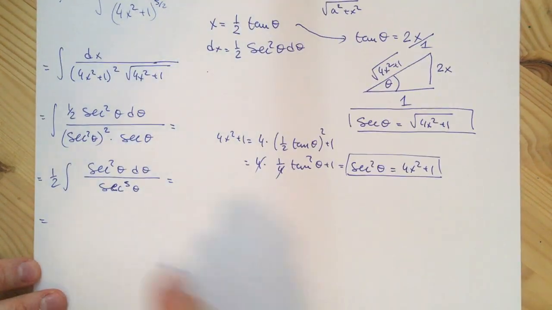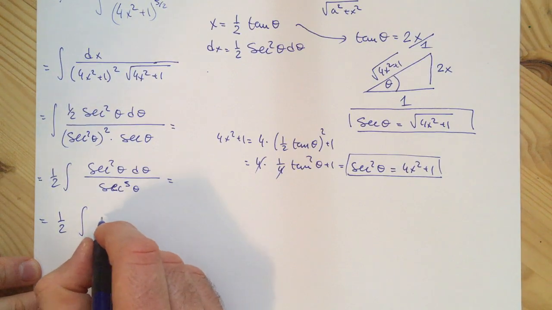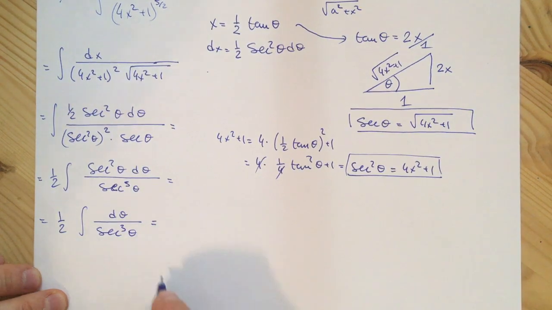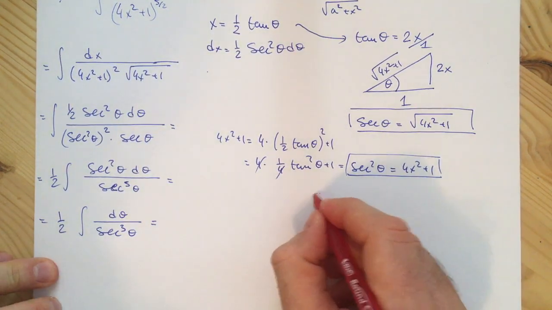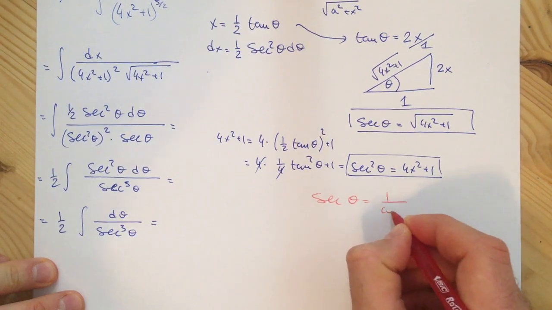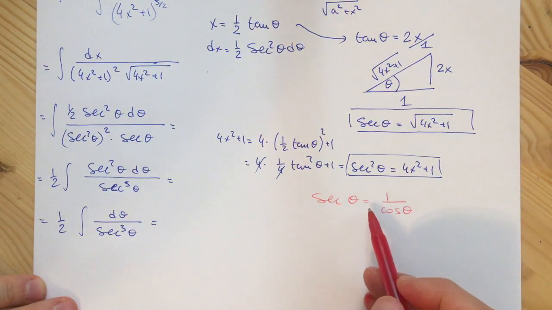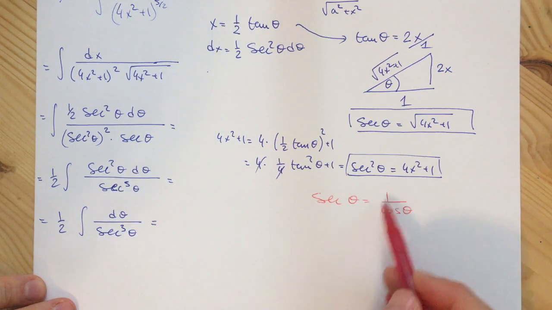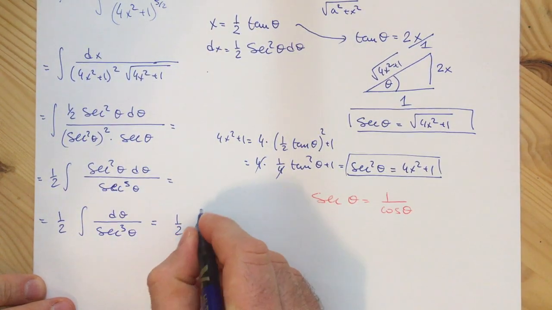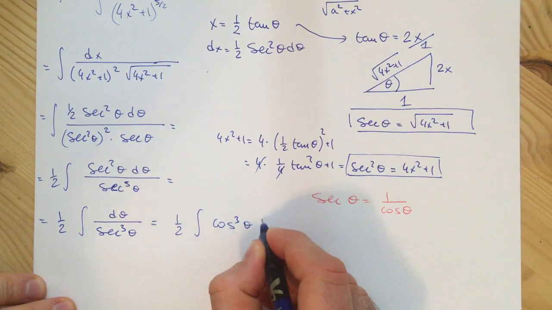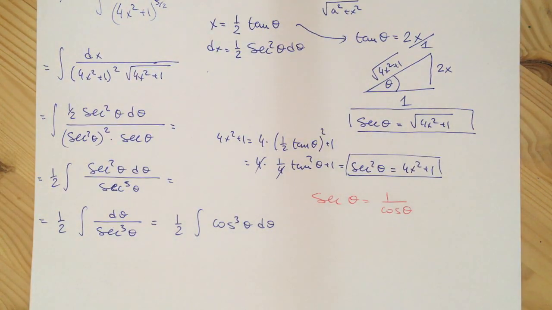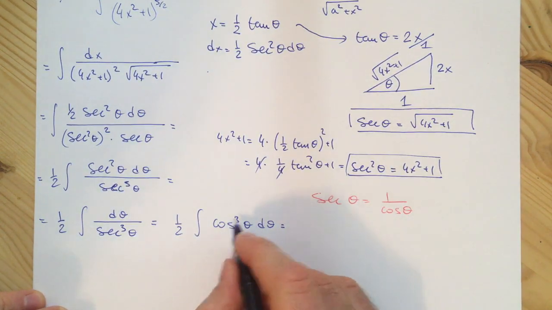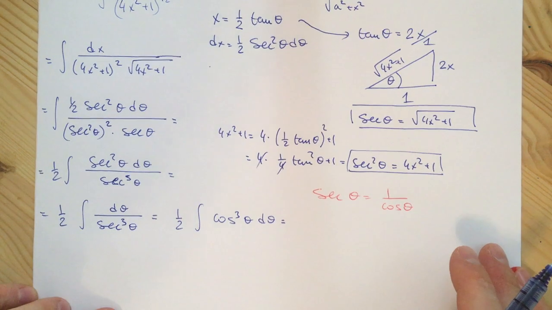And now simplify this expression. That's 1/2 integral of d theta over secant cubed theta. Well, hopefully everybody knows that secant of theta is just the reciprocal of cosine, right? Which means that 1 over secant is just cosine. So this can be written as 1/2 integral of cosine cubed theta d theta. And now again, if we have sine or cosine raised to odd power, we have a whole procedure how to deal with it.